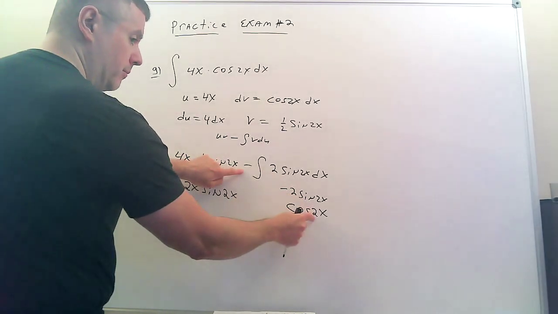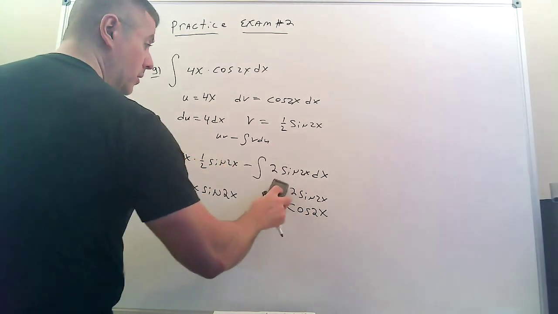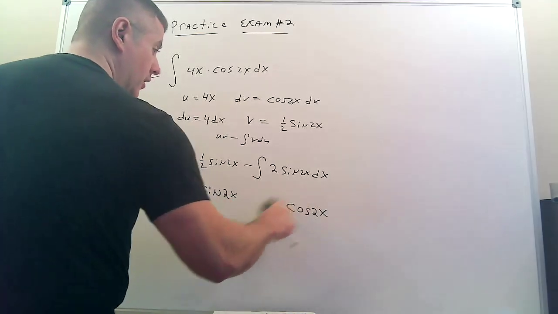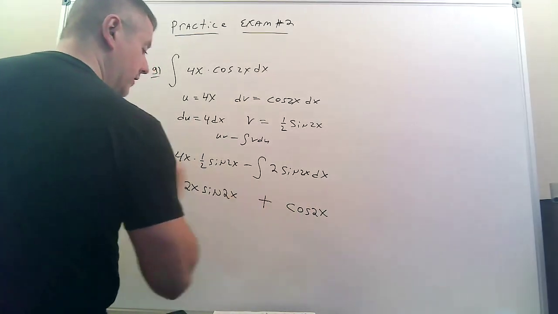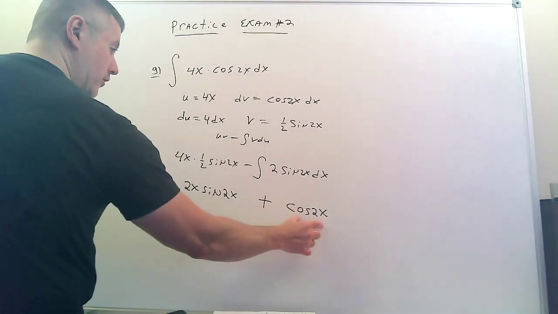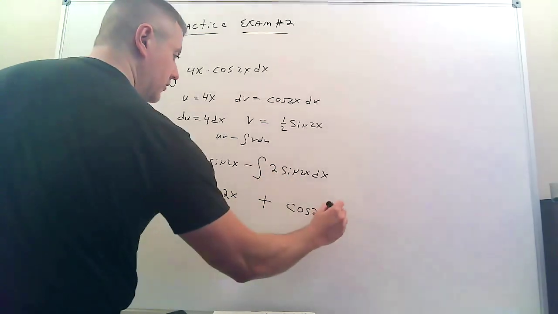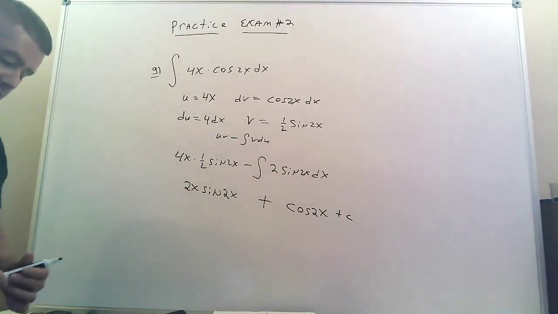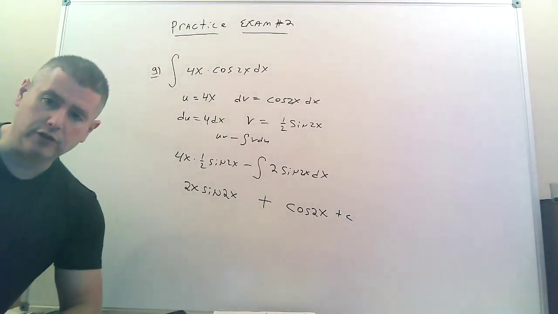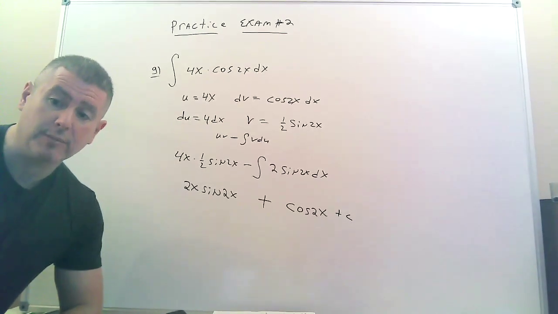That 2 comes from the du from here, right? You have to take the derivative of 2x and put it there. So you get a 2. And the sign is even correct. So this is actually going to be plus. If you take the derivative of positive cos 2x, you get negative 2 sine 2x. And then the plus c. But again, this is the trickier of the two integration by parts problems. Okay, so it's not that bad. Just have to be careful.